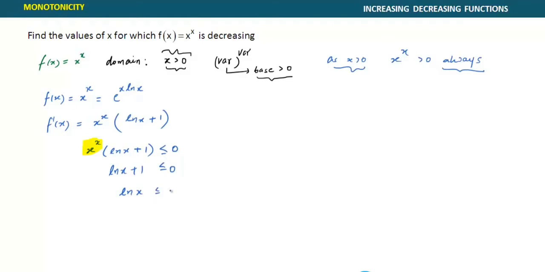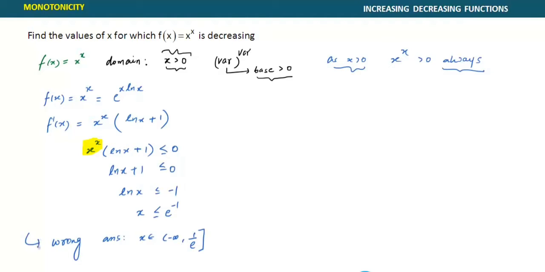This will be less than -1, right? And you will say, sir, x is less than or equal to e raised to power -1. And you will answer me, sir, then I can say the answer is x belongs to -infinity to 1 by e, right? Now this is the error. Again, this is a wrong answer.